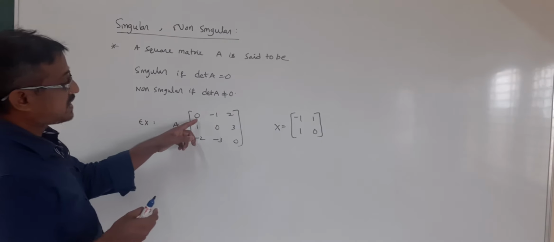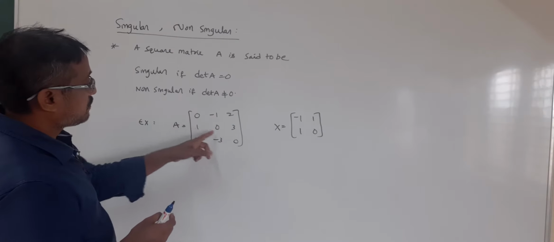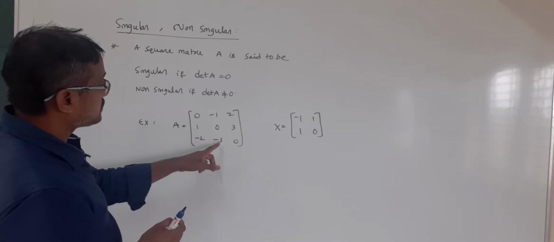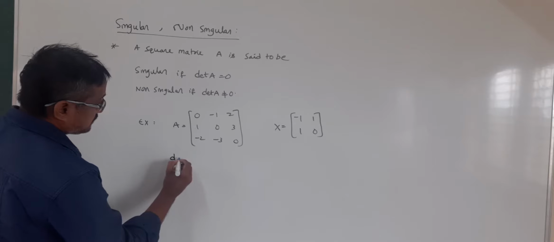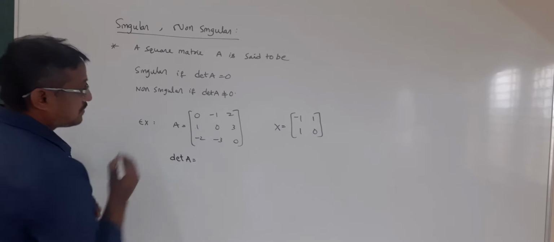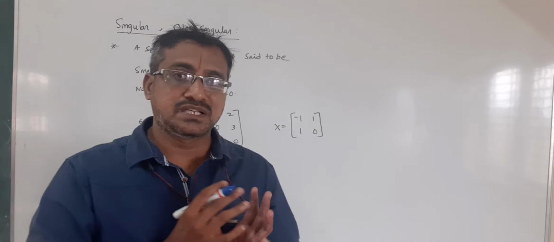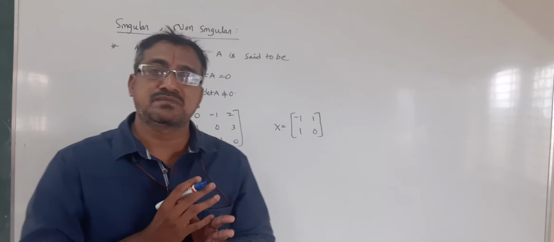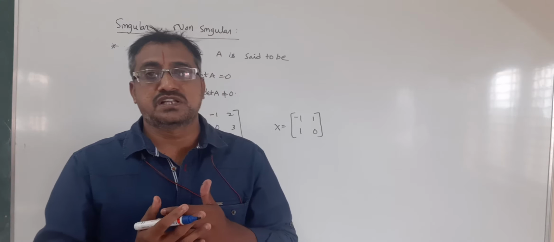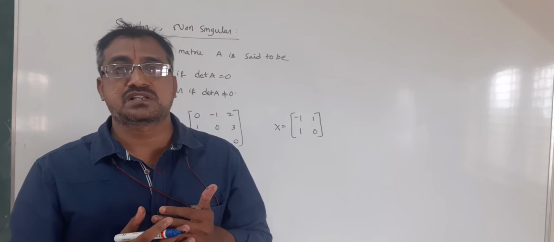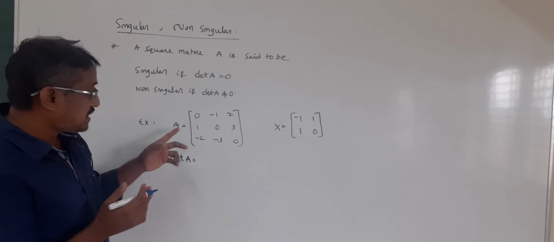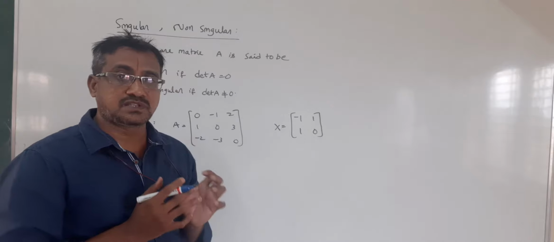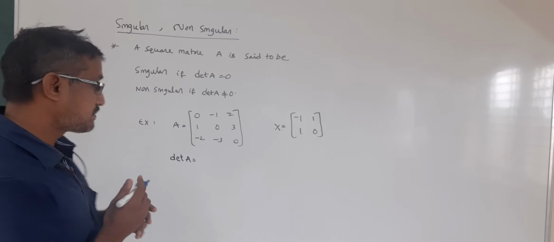Capital A is equal to the matrix 0, minus 1, 2; 1, 0, 3; minus 2, minus 3, 0. Now, consider the determinant det A of the matrix. Now, observe this matrix. This is a skew symmetric matrix. So, we will discuss those properties of skew symmetric matrices later. Now, observe the determinant of a skew symmetric matrix.